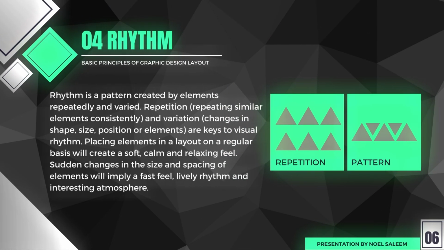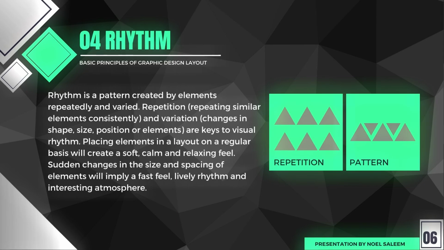Rhythm. Rhythm is a pattern created by elements repeatedly and varied. Repetition, repeating similar elements consistently, and variation, changes in shape, size, position, or elements, are keys to visual rhythm. Placing elements in a layout on a regular basis will create a soft, calm and relaxing feel. Sudden changes in the size and spacing of elements will imply a fast feel, lively rhythm and interesting atmosphere.